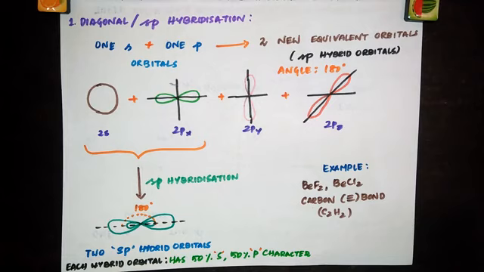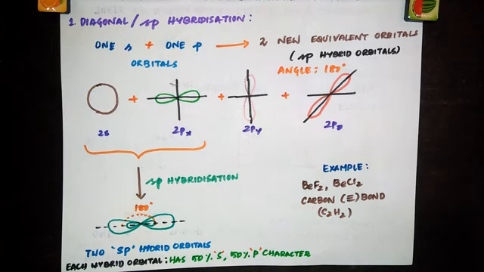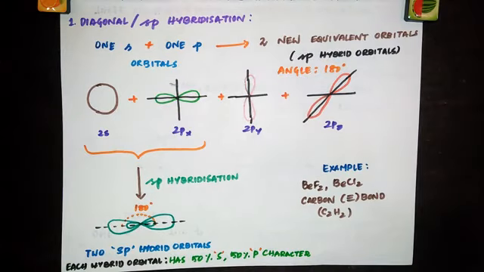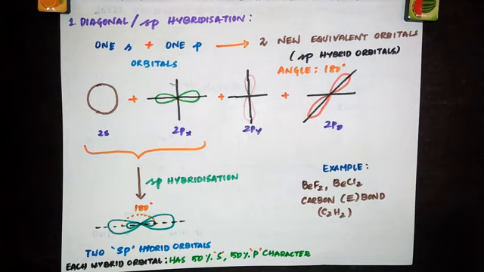When one s and one p orbital belonging to the same main shell of an atom mix together to form 2 new equivalent orbitals, the type of hybridization is called sp hybridization or diagonal hybridization, and the new orbitals that are formed are called sp hybrid orbitals. And these orbitals have an angle of 180 degrees.